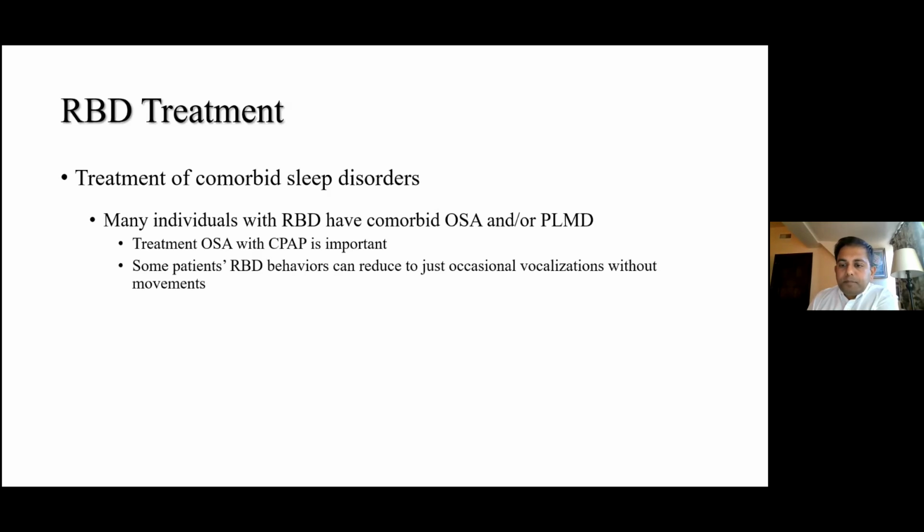And then some individuals over time may start to progress. So even initially, once we can control and improve their sleep, their RBD activity may be settled. But then, as I mentioned earlier, the RBD can progress over time, where we do have to intervene with some medication option.